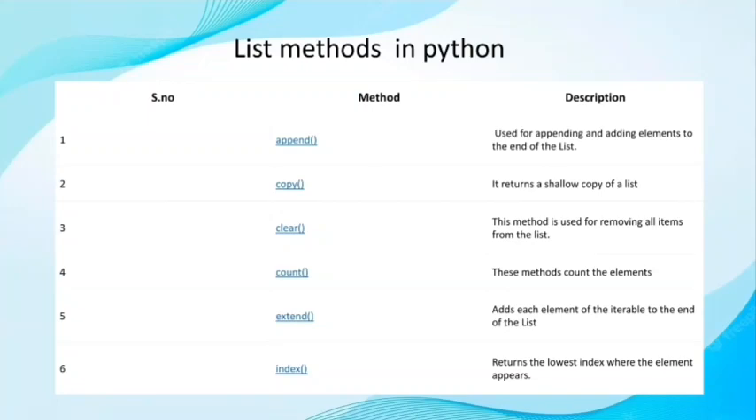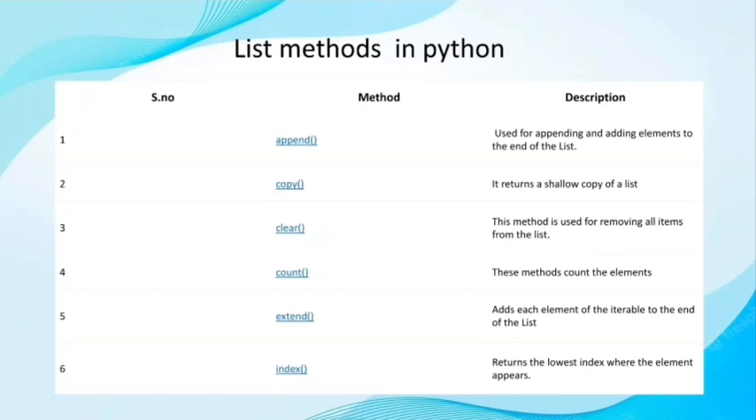And let us see list methods in Python. First method is append, used for adding an element to the end of the list, in which we can only add the element at the end of the list. And coming to the second method, copy. It returns a shallow copy of a list. It does not affect the original list if we make any changes in the copy list.